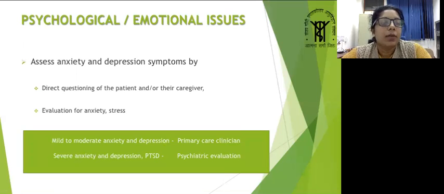So, when the patient comes, we have to assess the anxiety and depression symptoms by directly questioning the patients or their caregiver and evaluate for anxiety and stress. In case the patient has mild to moderate anxiety and depression, he can be evaluated with a primary care clinician, but severe anxiety, depression, or PTSD needs a proper psychiatric evaluation and treatment.